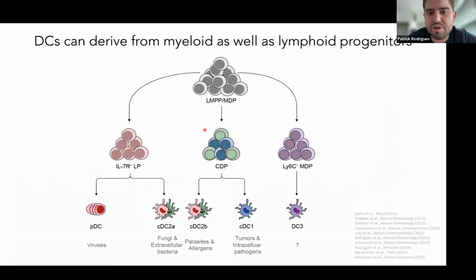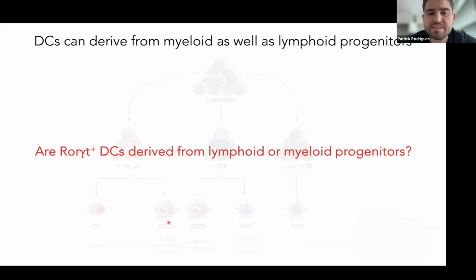So they can be generated from the myeloid progenitor, which is known as CDP, but there are also a lot of papers showing that CLPs, or the IL-7 receptor lymphoid progenitors, have the potential to generate conventional DCs. So knowing this, I was wondering whether the Rorγt DCs derive from lymphoid or myeloid progenitors.